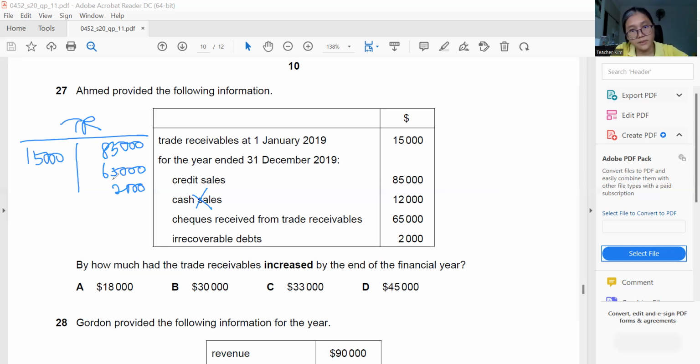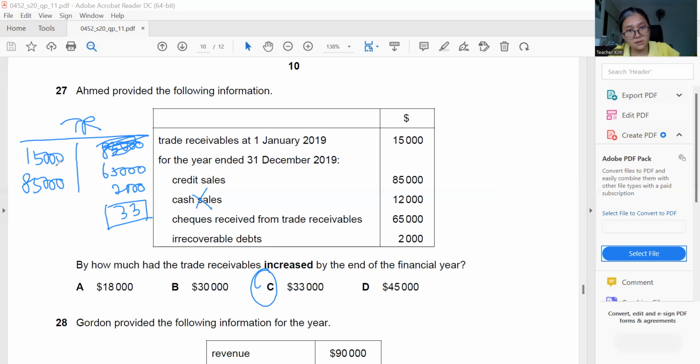Sorry, my mistake. This is the credit sales, so it should be in here. This is my mistake. So 15 plus 85 minus 65 minus 2. So our balance carried down should be 33,000. So the answer should be C. So this should be the answer.